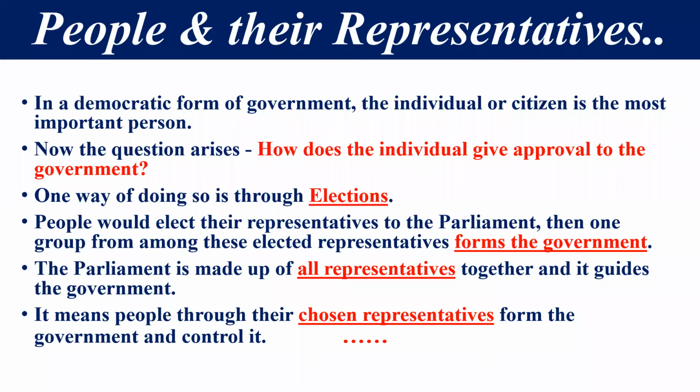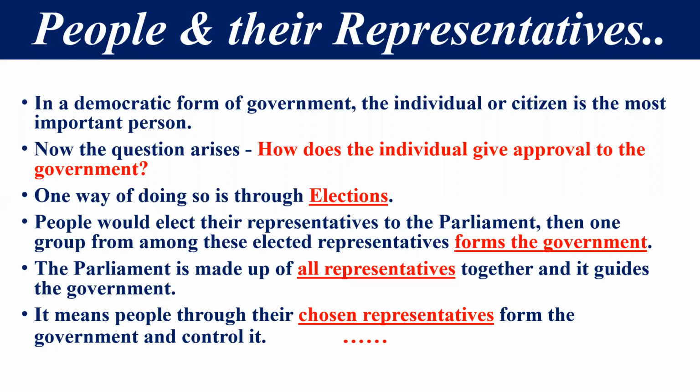People would elect their representatives to the parliament also. Then one group from among these elected representatives forms the government. The parliament is made up of all the representatives together, and it guides the government how to run and how to behave, and what plans must be implemented. It means that people, through their chosen and elected representatives, participate in the decision making, and they control the government also. This is the method.